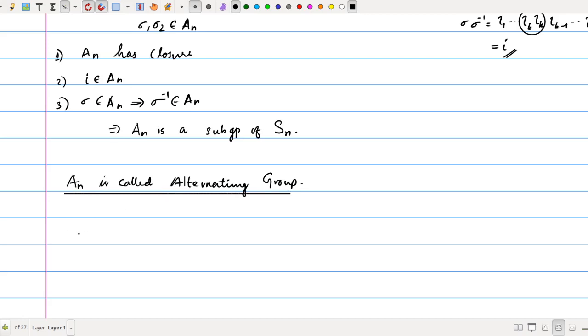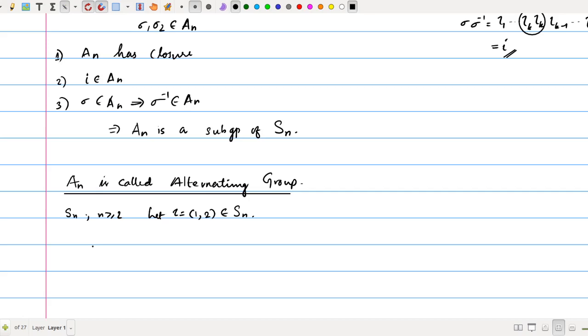Now we can calculate the cardinality of AN. If n is finite, then SN always contains n factorial elements, and we will find the number of elements of AN. First of all, for that we consider SN for n greater than or equal to 2. Then obviously SN contains at least one 2-cycle or transposition, say (1 2). So (1 2) belongs to SN.